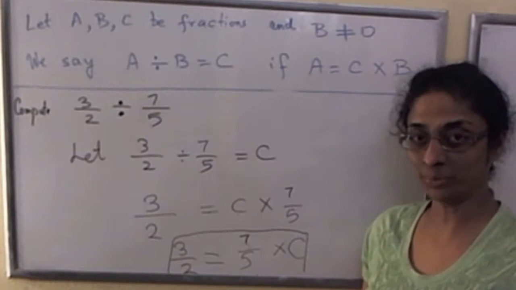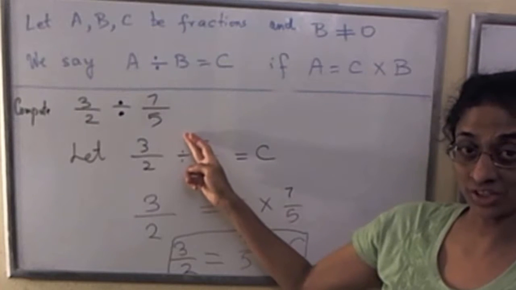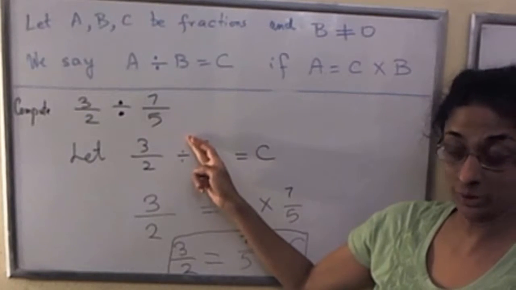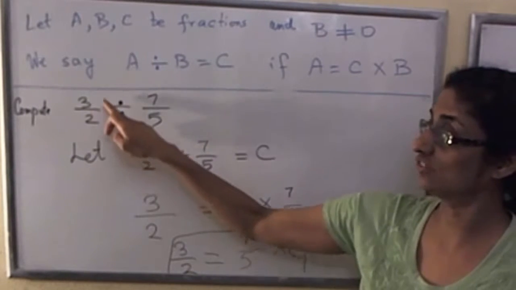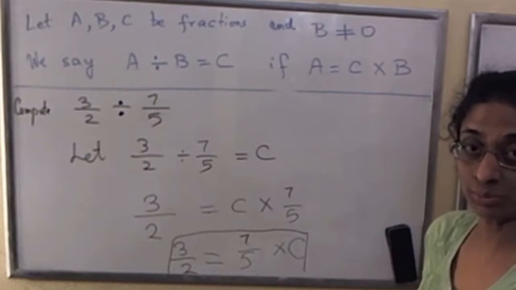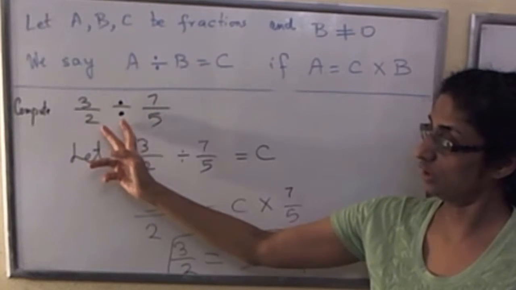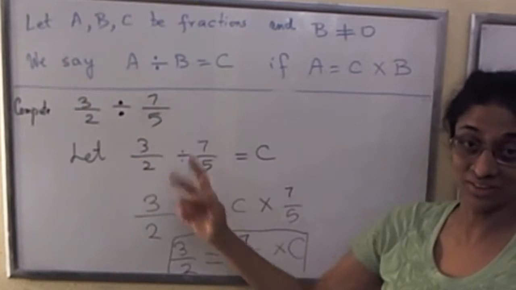Here's another example of where we compute a fraction divided by a non-zero fraction. In the previous video, we looked at 3 over 2 divided by 4 over 5, and now we look at 3 over 2 divided by 7 over 5. We proceed very similarly. We assume that this fraction divided by this fraction is in fact another fraction.